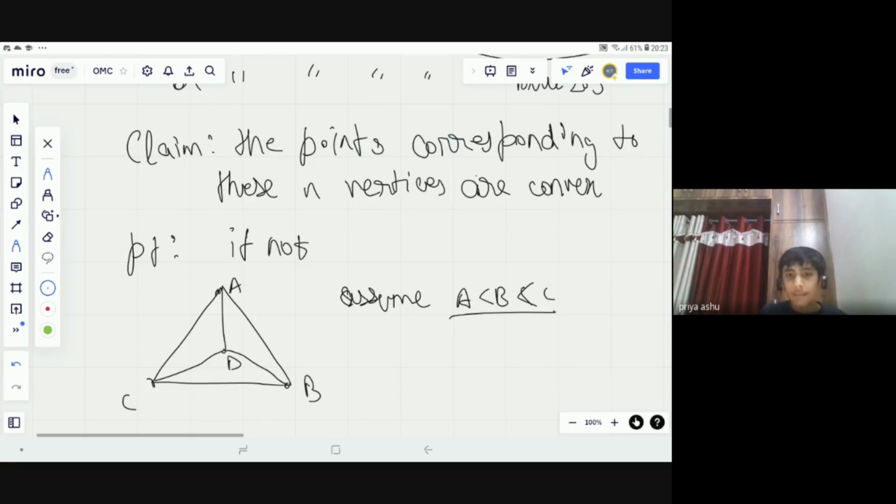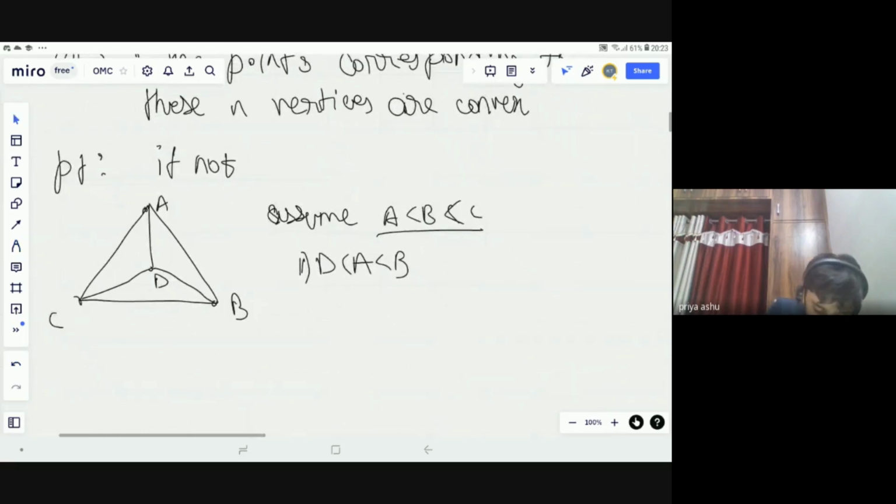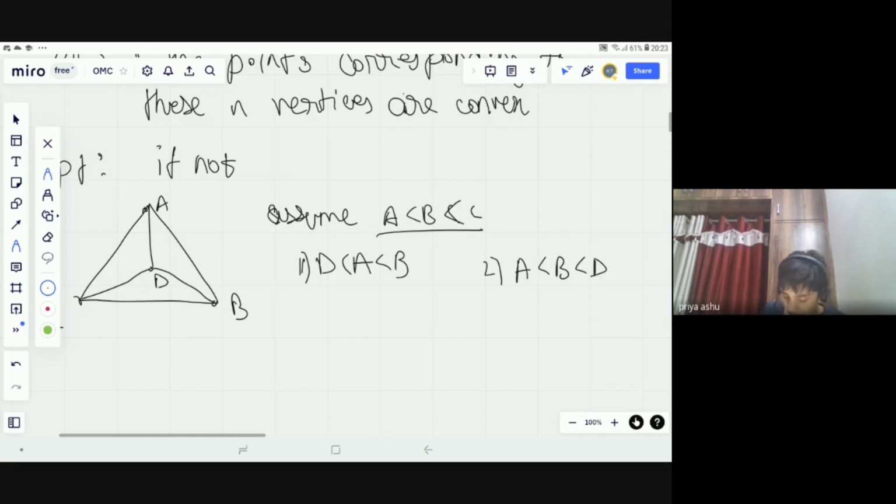Now consider the triangle ADB. The path from the smallest number to the middle number to the largest number and back to the smallest number must be clockwise. So we have only two cases. We'll take the first case to be D is less than A is less than B, and the second case to be A is less than B is less than D. Just because in this case the path from the smallest number to the middle number to the largest number, and back to the smallest number is clockwise. And so as it is in the other case, you can check it. Perfect.